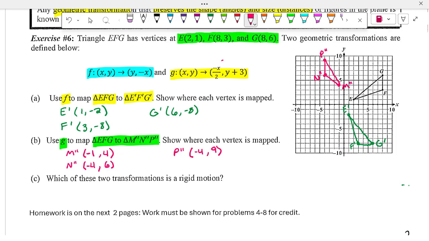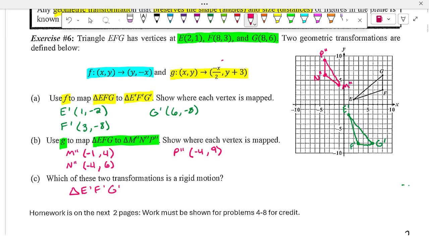So, here's my next question. Of the two images that we just graphed, which one's a rigid motion? Meaning it maintained the same shape and same size. So, was it the green one or the pink one? It's the green one. Why is it not the pink one? It got smaller. All right. So the shape maintained the same, just not the size. All right. So the one with the rigid motion is triangle E prime, F prime, and G prime.